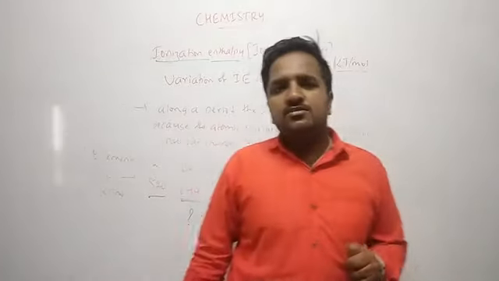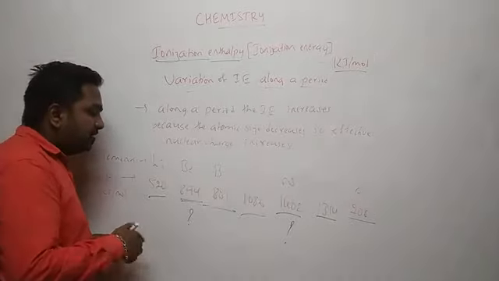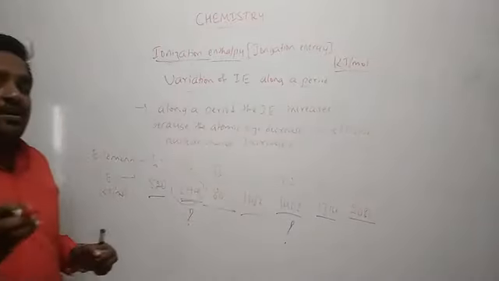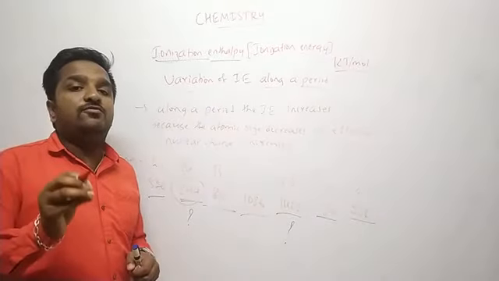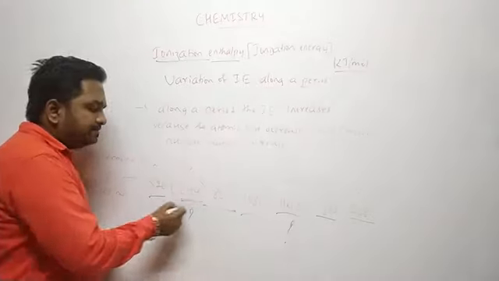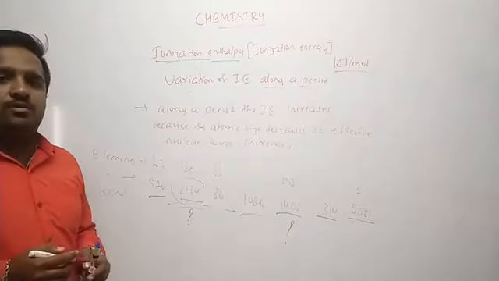In the same way, observe here, we have beryllium. For beryllium, we require high ionization energy. It is because beryllium has a completely filled s orbital. Because of this, it is more stable. As it is more stable, we require extra energy to remove the electron.